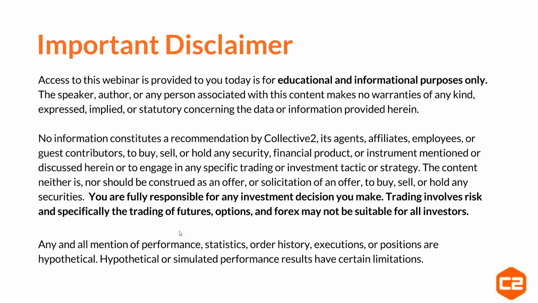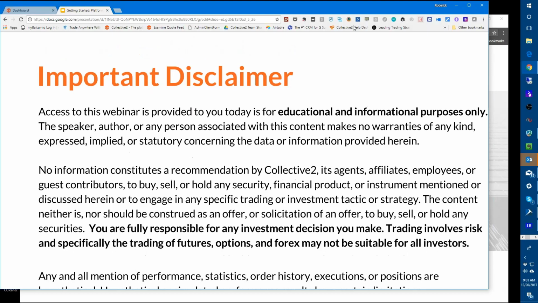And the most important thing is any and all mention of performance statistics, order history, executions, or positions is hypothetical. Hypothetical or simulated performance results have certain limitations. If you have a question about hypothetical results and how we calculate them, because this is a popular question, you can ask it today. I could give you a little bit more color, or you can go to collective2.com and get all the information about how we calculate results.